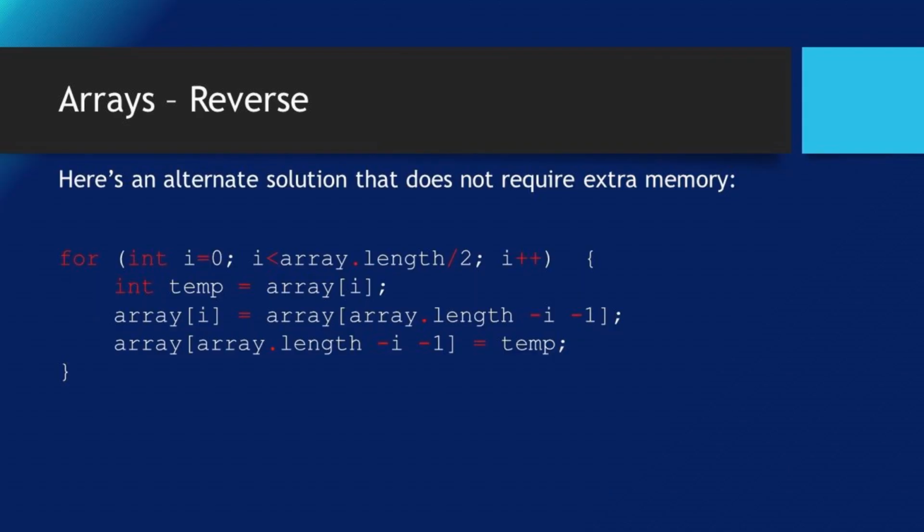Here is an alternate solution that does not require extra memory, meaning that we are going to swap all of the elements in the same space. This is a for loop that goes from i is equal to 0, while i is less than array.length divided by 2. The loop only traverses half of the array. We then want to swap the variables at wherever we are in the array, starting at 0 and array.length minus i minus 1. So we are swapping the first and the last elements.